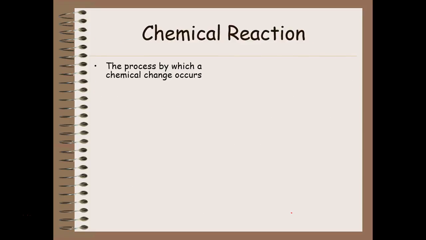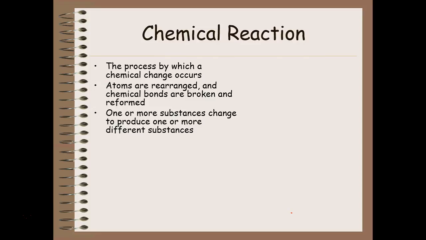So a chemical reaction is the process by which a chemical change occurs. In any chemical reaction, the atoms that you start with are rearranged, chemical bonds are broken in the initial compounds, and then reformed, creating some new substance.